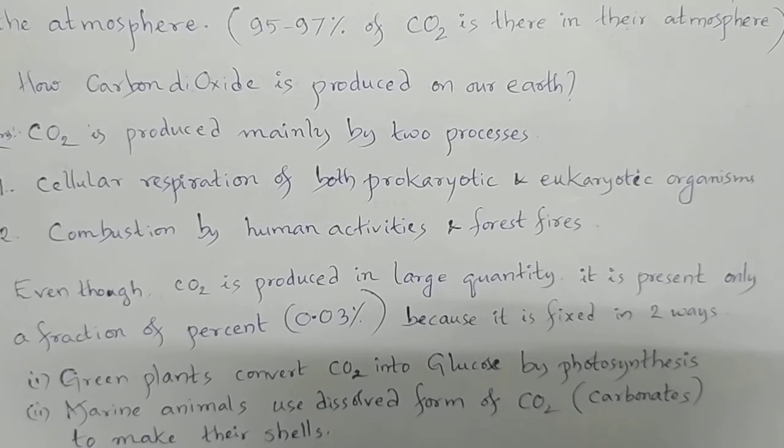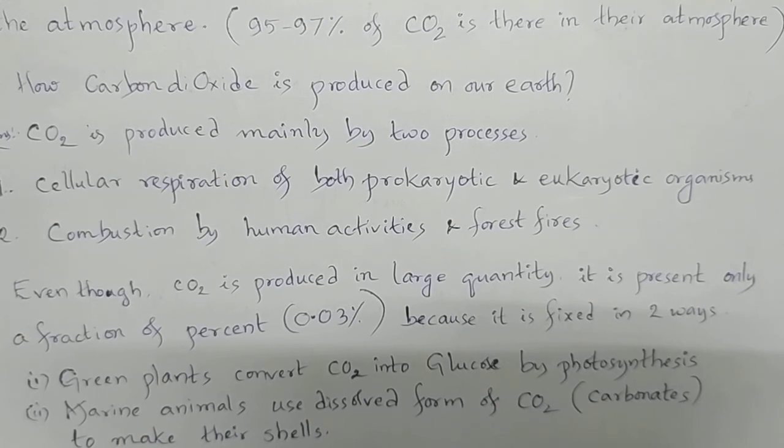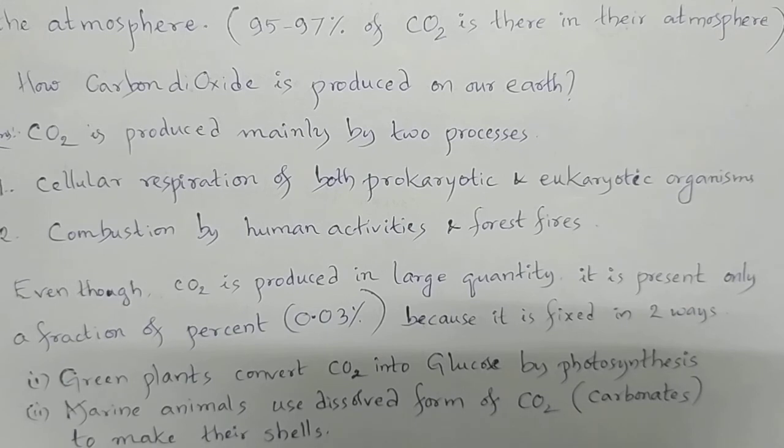And number two, marine animals, the animals that live in the sea, in the oceans, use the dissolved form of carbon dioxide, because carbon dioxide can get dissolved very easily in water, more than oxygen. The solubility of carbon dioxide in water is very high, and when carbon dioxide dissolves in water, it forms carbonates. These carbonates, that is the dissolved form of carbon dioxide, are utilized by many marine animals to make shells.